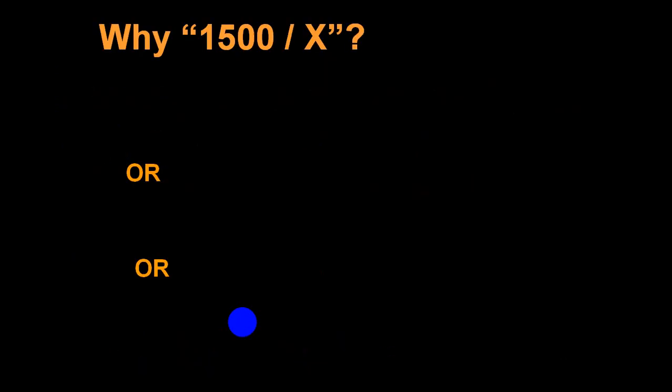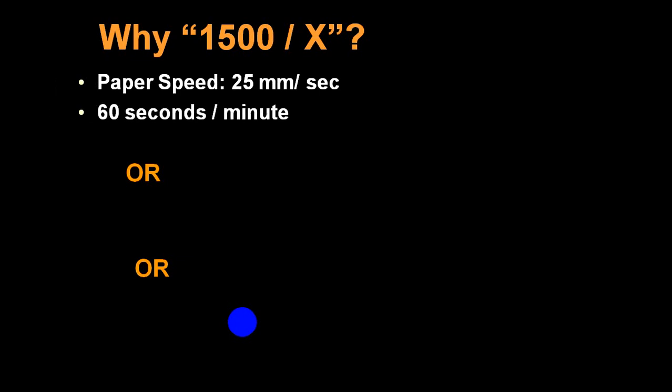This is why we use 1500. This is a small explanation. When the paper speed is 25 millimeters per second, in 1 minute, that is 60 seconds, you will have 1500 small squares. So 1500 divided by the number of small squares between R to R will be one formula, or the number of QRS complexes in 1500 millimeters of paper, which we call 60-second paper, will give you the rate.